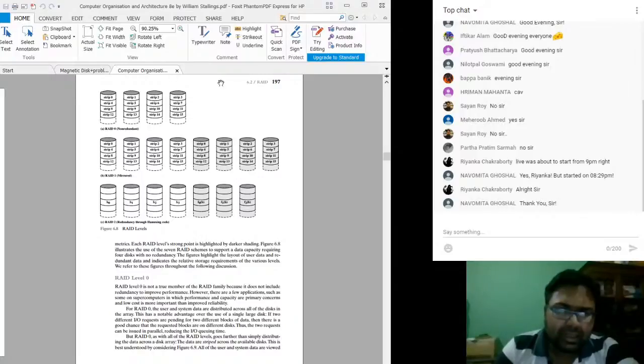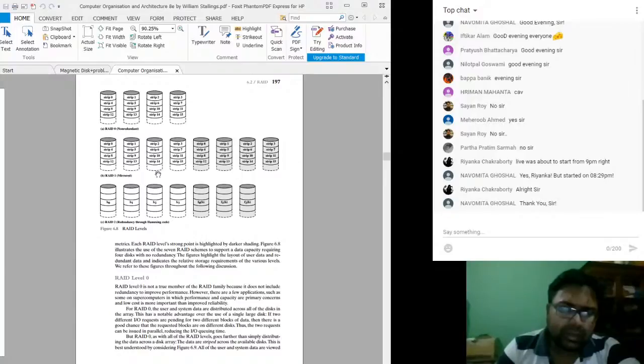So what is the advantage? It supports some sort of parallel access, which means if the strips are located in separate disks, you can go for parallel access. So it has high data transfer rates. But what is the disadvantage? It is not immune to disk failures. If a particular disk fails, you cannot recover the data.